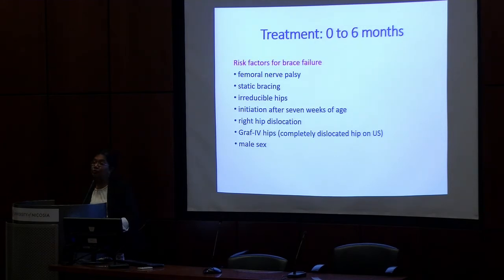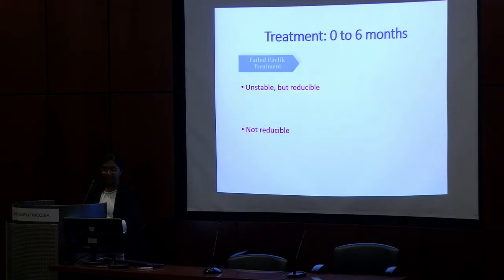So when they look at who fails bracing, those kids who develop a femoral nerve palsy are at risk for failure. If you use a static brace rather than a dynamic brace, if you have irreducible hips, obviously, if you start bracing after 7 weeks, if it's a right-sided dislocation, because remember we said left-sided are more common, if it's a completely dislocated hip on ultrasound, or if they're male babies. So it's almost the opposite of the known risk factors for DDH.